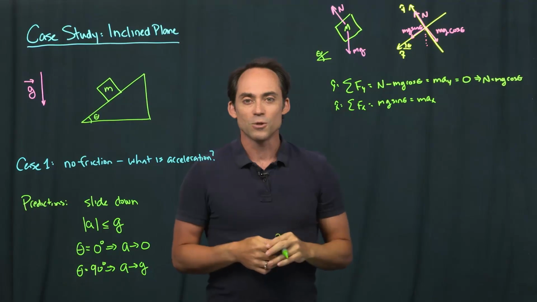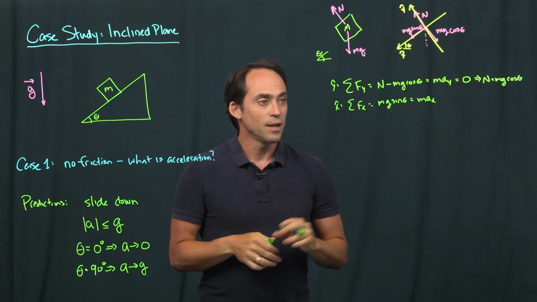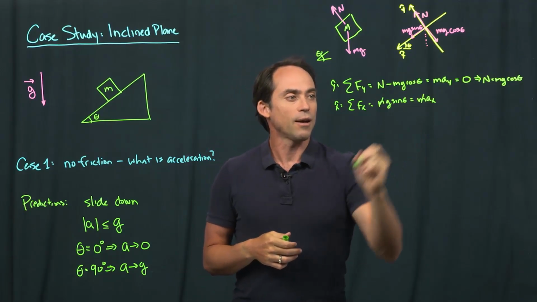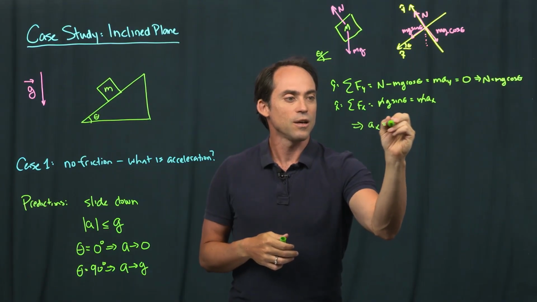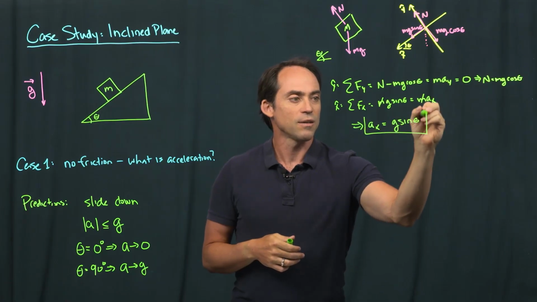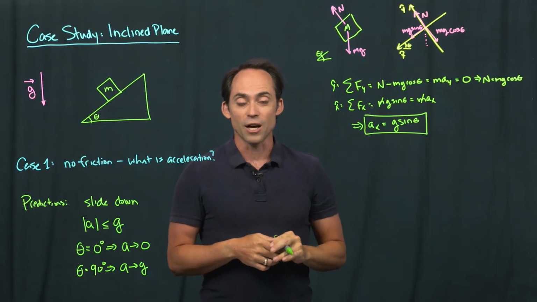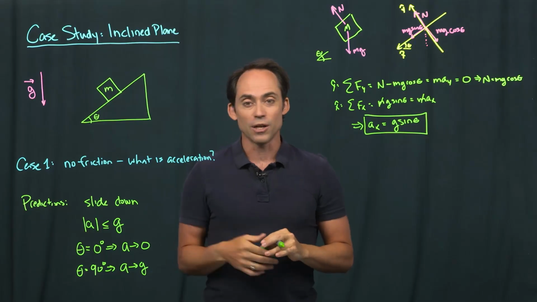Now, that's not particularly useful for this problem, but will be useful when we look at the next step when we add friction. Looking at our second equation, we can see that we can cancel out our masses, and so that tells us that our acceleration along this axis is g times sine theta. And in fact, that's the number that we were looking for, the acceleration of the block down the inclined plane. Now, we can go back and check our predictions.